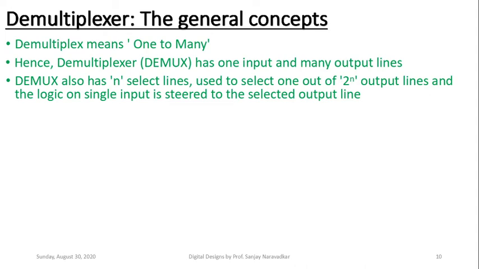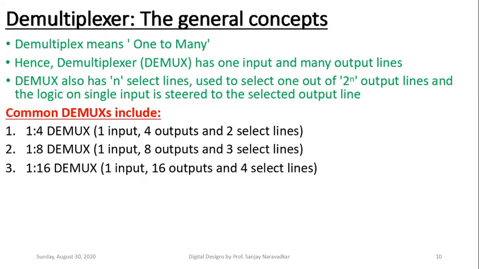And then the common demultiplexers include those which are enlisted here. 1 to 4 demultiplexer, where there is a single input but 4 outputs. Out of 4 outputs here, one output is to be selected by using 2 select lines. Similarly, 1 to 8 demultiplexer, 1 input, 8 outputs and 3 select lines, because 2 raised to 3 is equal to 8. Similarly, 1 to 16 demultiplexer, there will be 1 input, 16 outputs. And in order to select 1 out of 16 outputs here, we need 4 select lines. 2 raised to 4 is equal to 16.